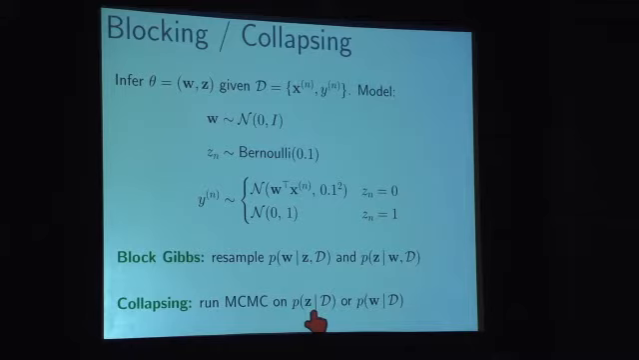The Zs would no longer be independent, so we wouldn't be able to vectorize this. We'd have to sequentially go through the Zs. But we don't have any real numbers, and we just update these things, and it's easy. We can also collapse out the Zs and update only the weights, maybe using a fancy method like Hamiltonian Monte Carlo, and we then don't have to deal with the discrete variables at all.